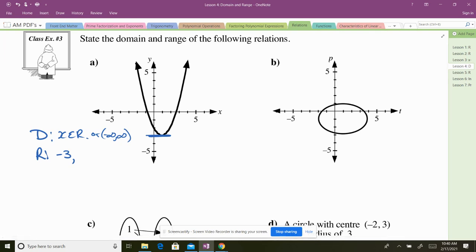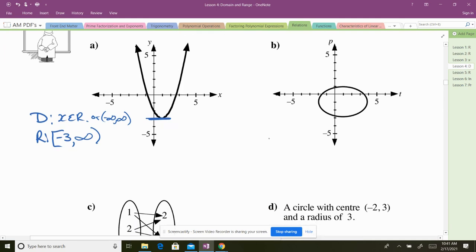It goes up forever. So if it goes up forever, where does it go to? Infinity. Can you ever get to infinity? So what type of bracket does it have? Round bracket, yes. Can you get to -3? So it has a square bracket. That's the range.